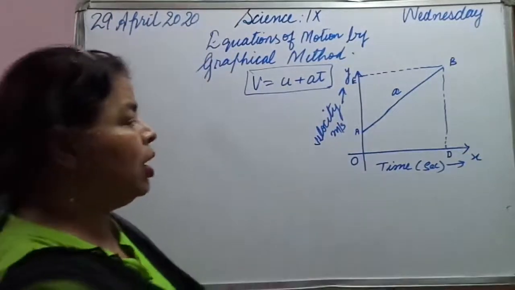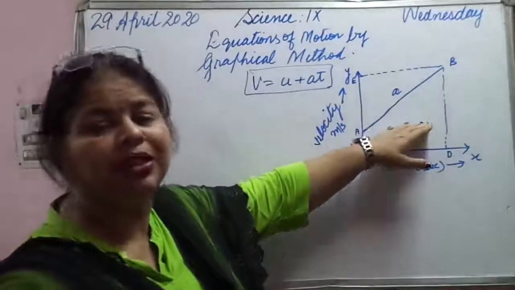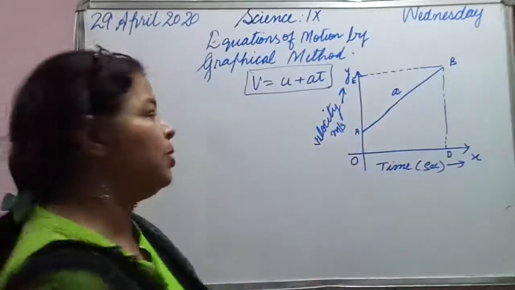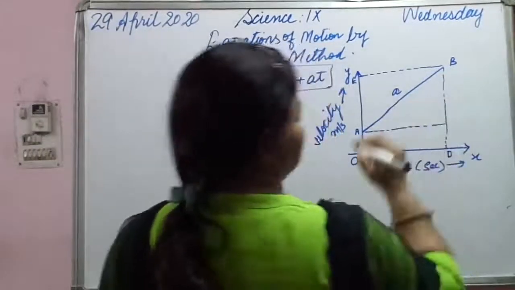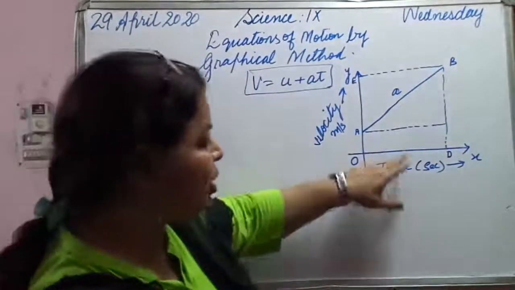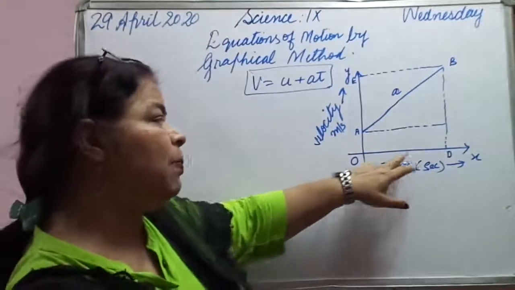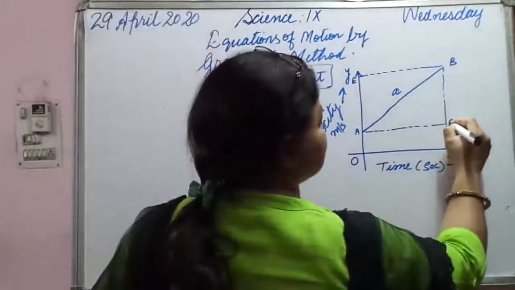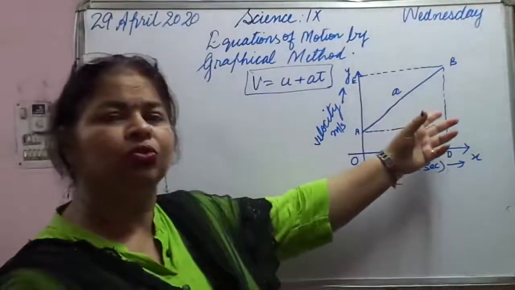Okay, now another thing that we need to draw. Why are we drawing? Actually we are making the thing simple for us so that the derivation can be done properly. Now let us draw a line which is parallel to OD. Okay, the line which is parallel to OD, let it be C. Fine. So these are the things that we need to draw.